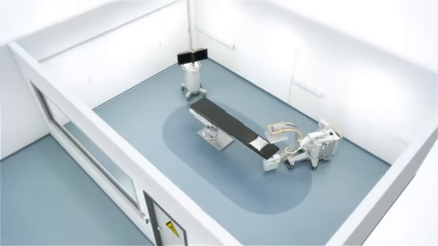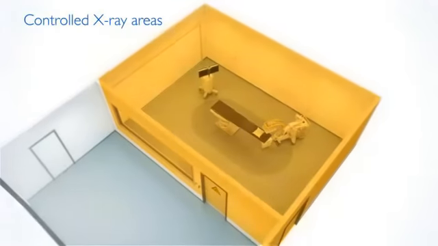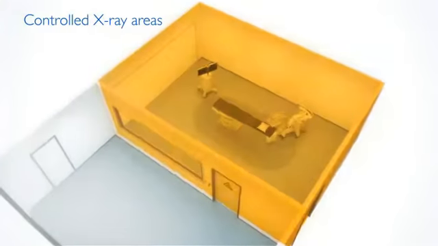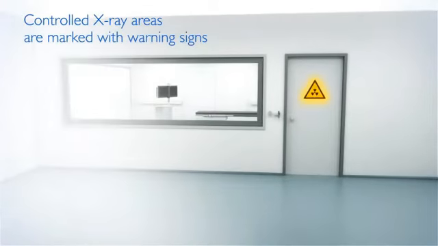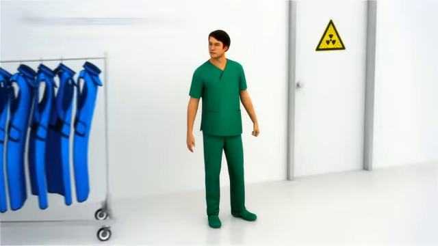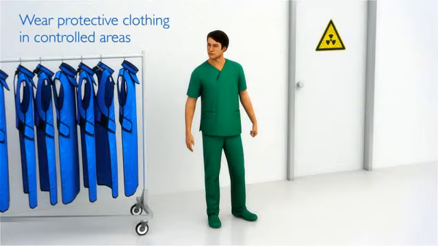Special requirements govern the construction of rooms in which X-rays are used. These rooms are defined as controlled areas and are marked with warning signs. It is advisable to wear protective clothing into controlled areas. This clothing, if worn correctly, provides protection from radiation.